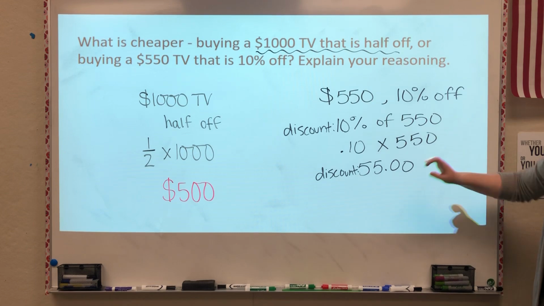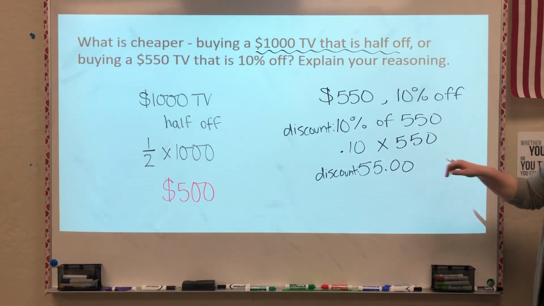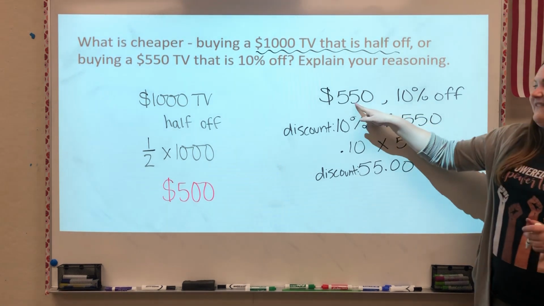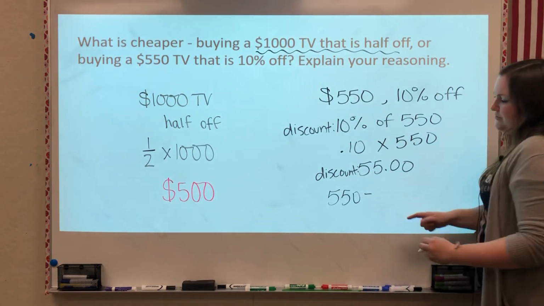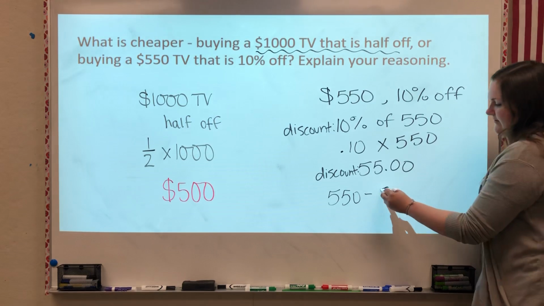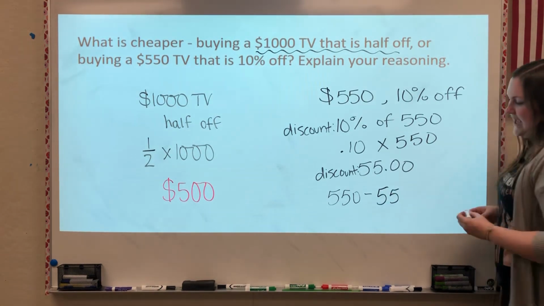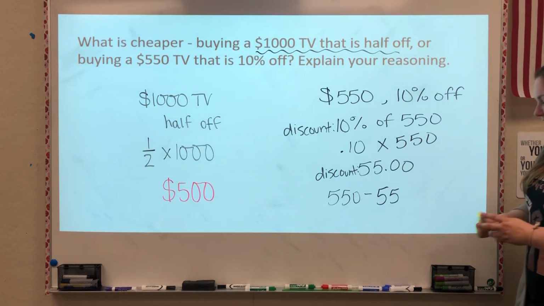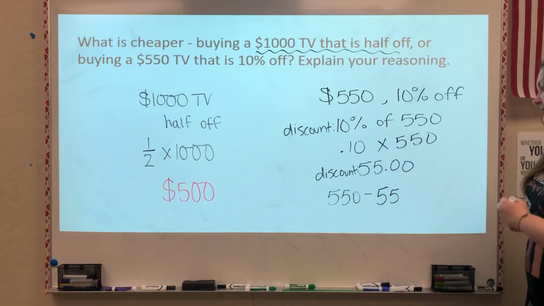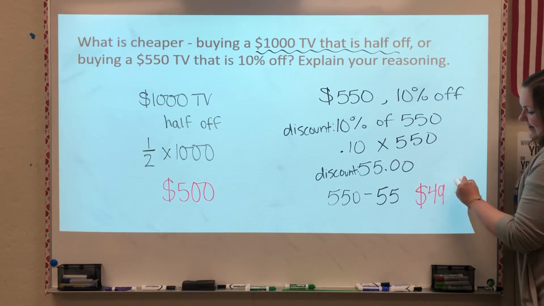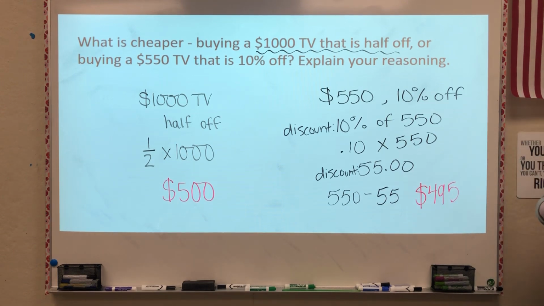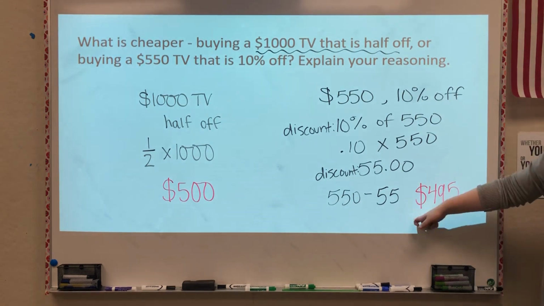So if I want to find out what that final price is of the TV with this discount, I'm going to have to take that original cost, the $550, and subtract our discount, the $55. And when you do that, you get the final cost of the second TV is going to be $495. So to answer the question, which one is cheaper, it would be the second TV.